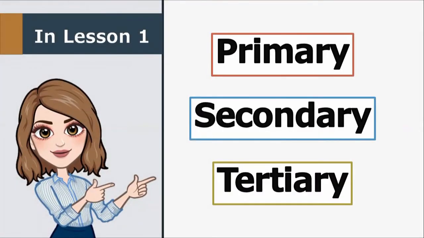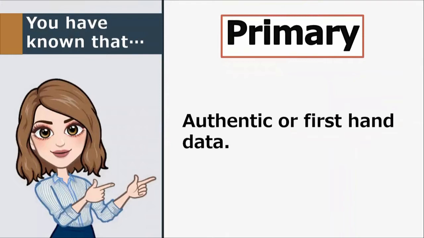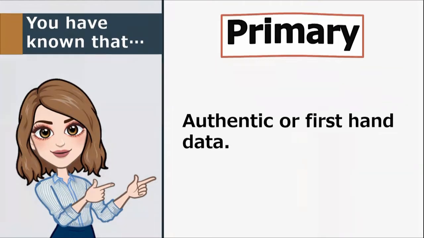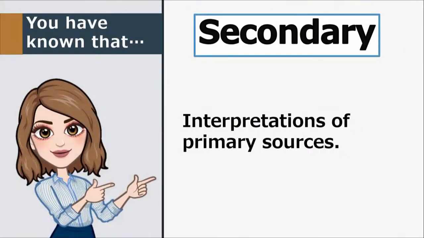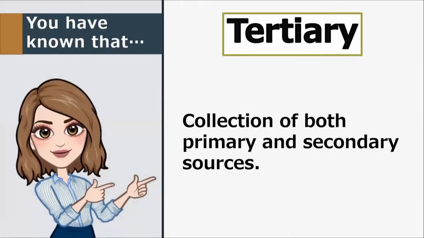If you still remember, in lesson 1, we have studied the different kinds of sources of information, and those are the primary, secondary, and tertiary sources of information. You have known that the primary sources of information are authentic or first-hand data, and the secondary sources of information are interpretations of primary sources. And lastly, the tertiary sources, or the third source of information, are a collection of both primary and secondary sources.